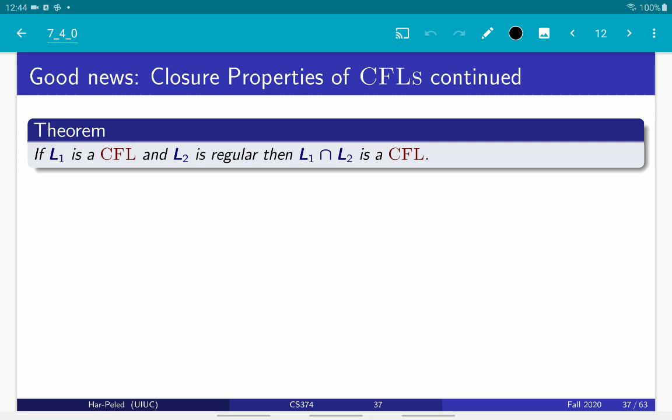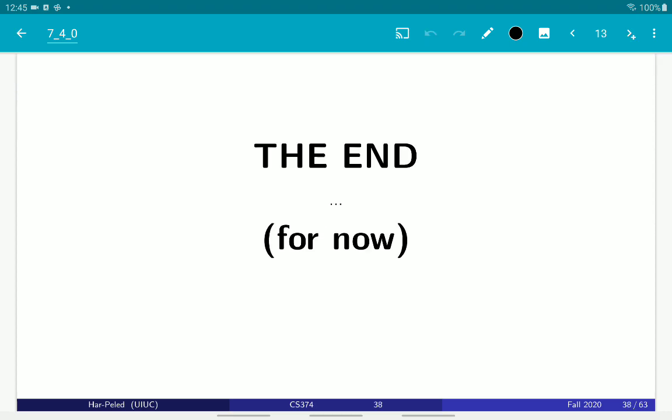It turns out that one can show that if you take a CFL and intersect it with a regular language, then this is still a CFL. So intersection is closed if you intersect a CFL with a regular language. The proof is essentially a tedious extension of the argument seen in the previous section of converting a DFA into a context-free language. Essentially, you have to simulate the DFA while doing the context-free language at the same time. We will not show the details here. Just take it on faith. And that's it for now.